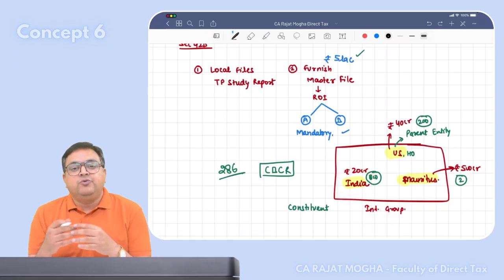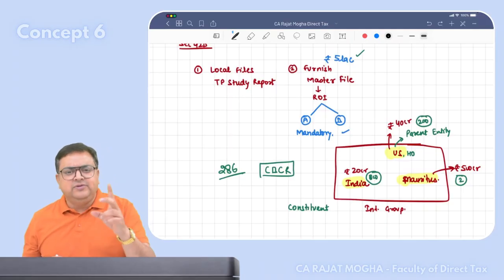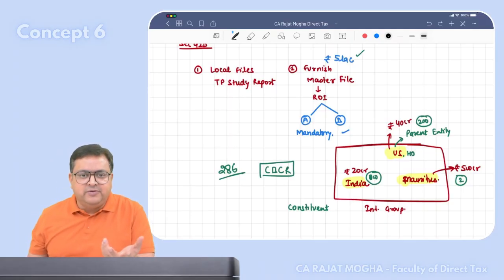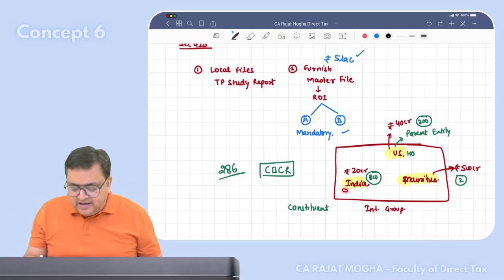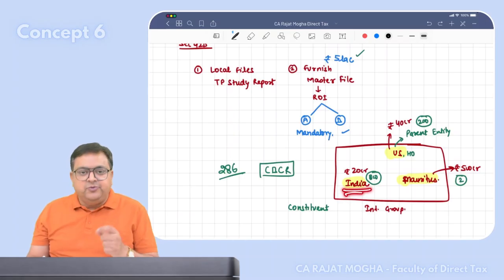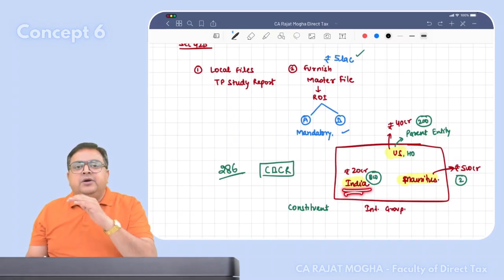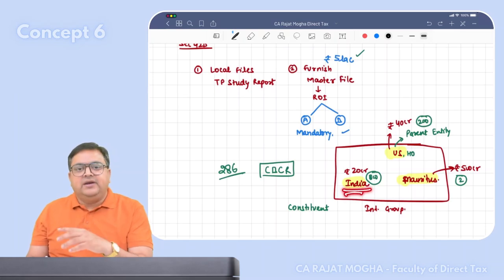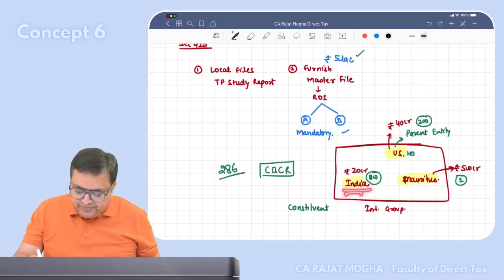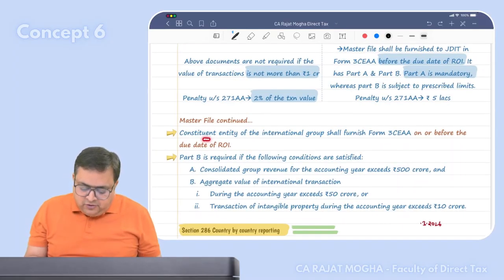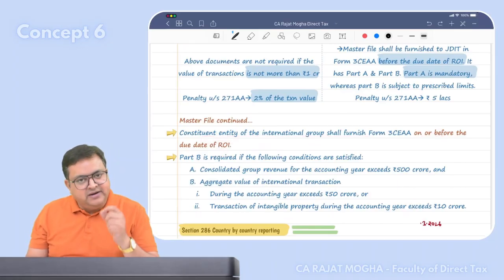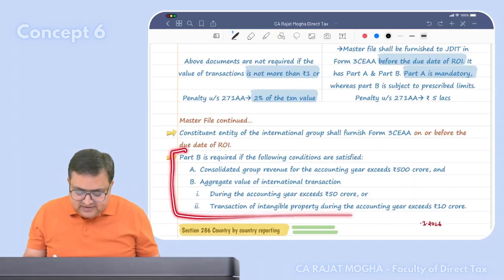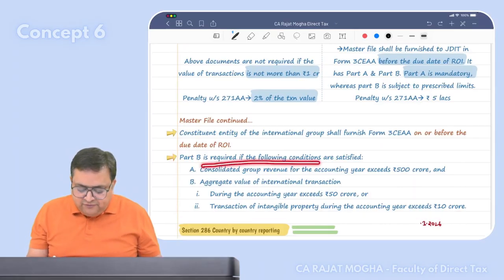Let's say in India we have more than one constituent entity. Out of them, only one will furnish. We don't need duplicate information, because your international group information would be the same. For example, you have one constituent in Coimbatore, one in Bangalore, one in Hyderabad. All of them don't have to furnish the master file. Only one of them has to furnish it. Okay. The constituent entity of the international group shall furnish the master file on or before the due date. Part A is mandatory. Part B, if the condition is satisfied. What is the condition? Part B is required if the following conditions are satisfied.